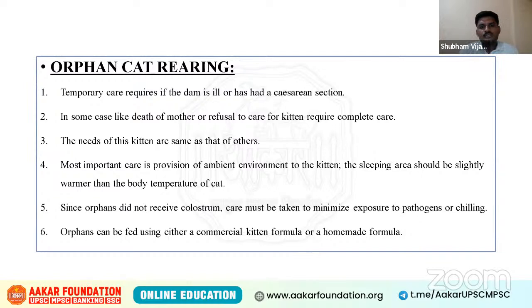Since orphans did not receive colostrum as the mother is not there, care must be taken to minimize exposure, because from the colostrum only they receive enough immunity, which is transferred to the kittens. But if the mother is dead, then colostrum won't be available, and they are at risk of developing infections. Orphans can be fed using either a commercial kitten formula or a homemade formula.